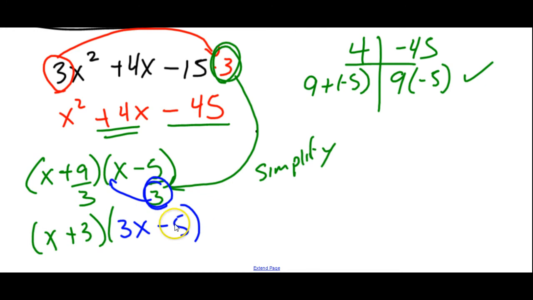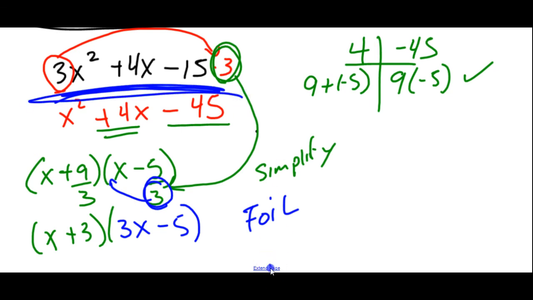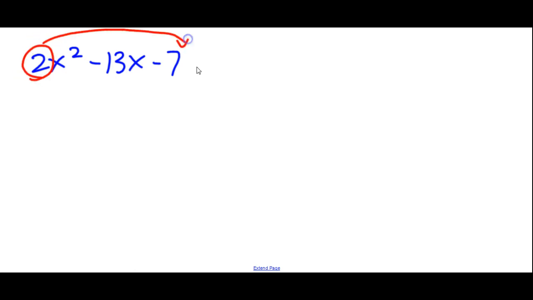Alright, so again, check to see if you did this right. FOIL again, and you guys should get this back right here. Alright, next question. We got 2x squared minus 13x minus 7. Alright, check to see if you can factor something out. Nope, we're good. Take that leading coefficient, we're going to slide it to the back, times 2. So x squared minus 13x minus 14.